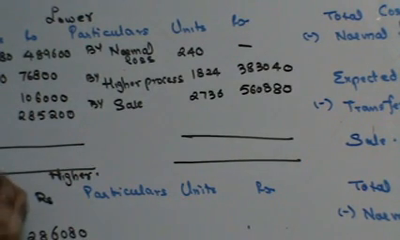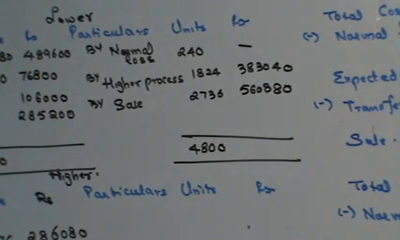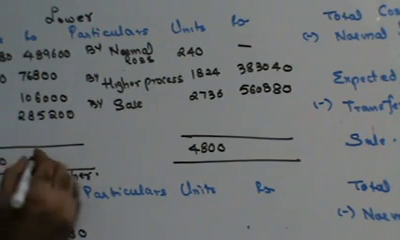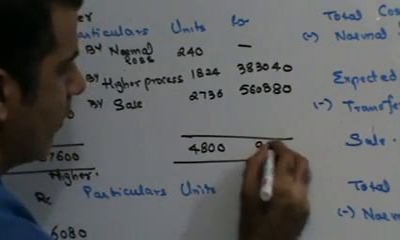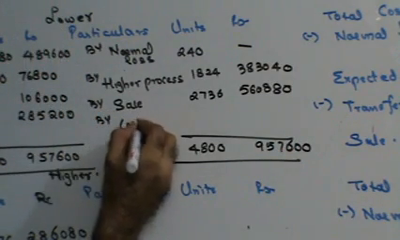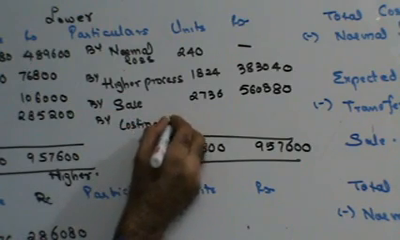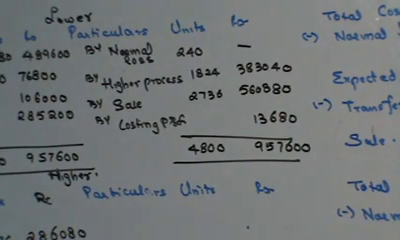So the units are going to be 4,800, and the addition on the credit side, no, the debit side I presume is going to be higher. So the debit side is going to be 9,57,600. The difference is going to be by costing P&L 13,680. Right? Now transfer this.